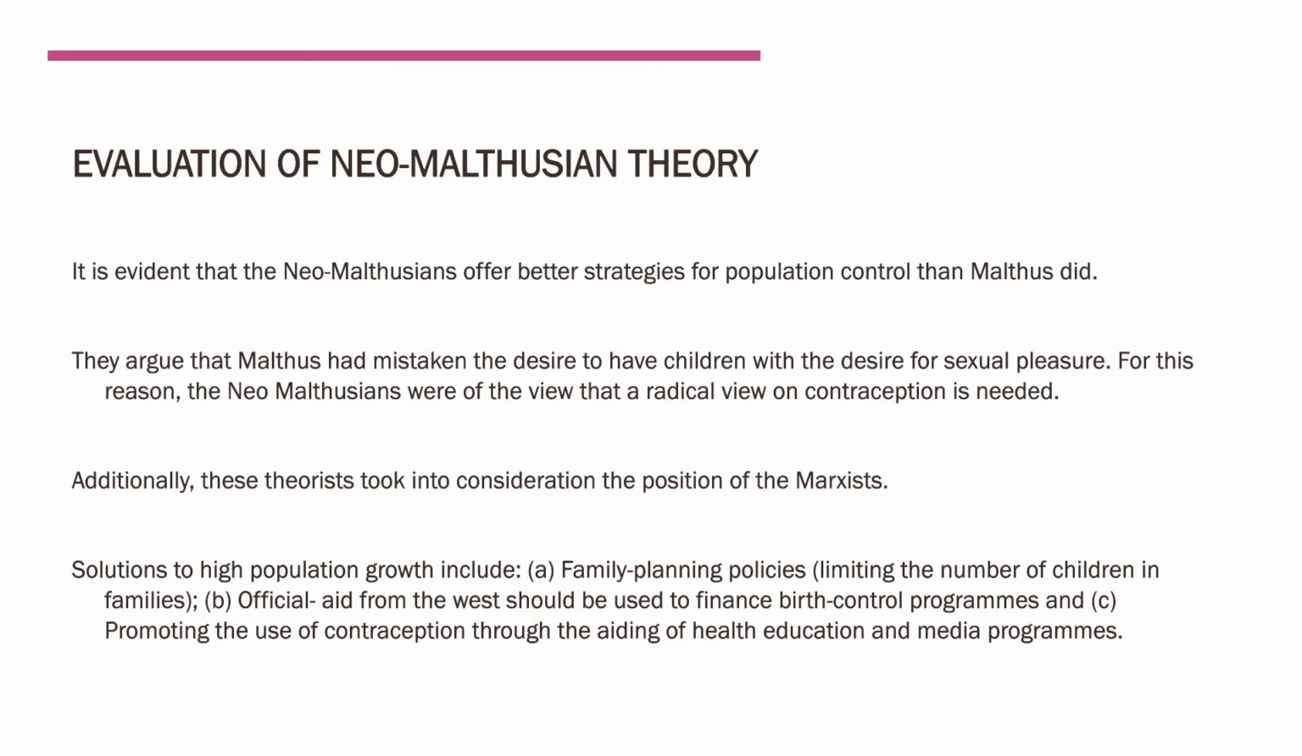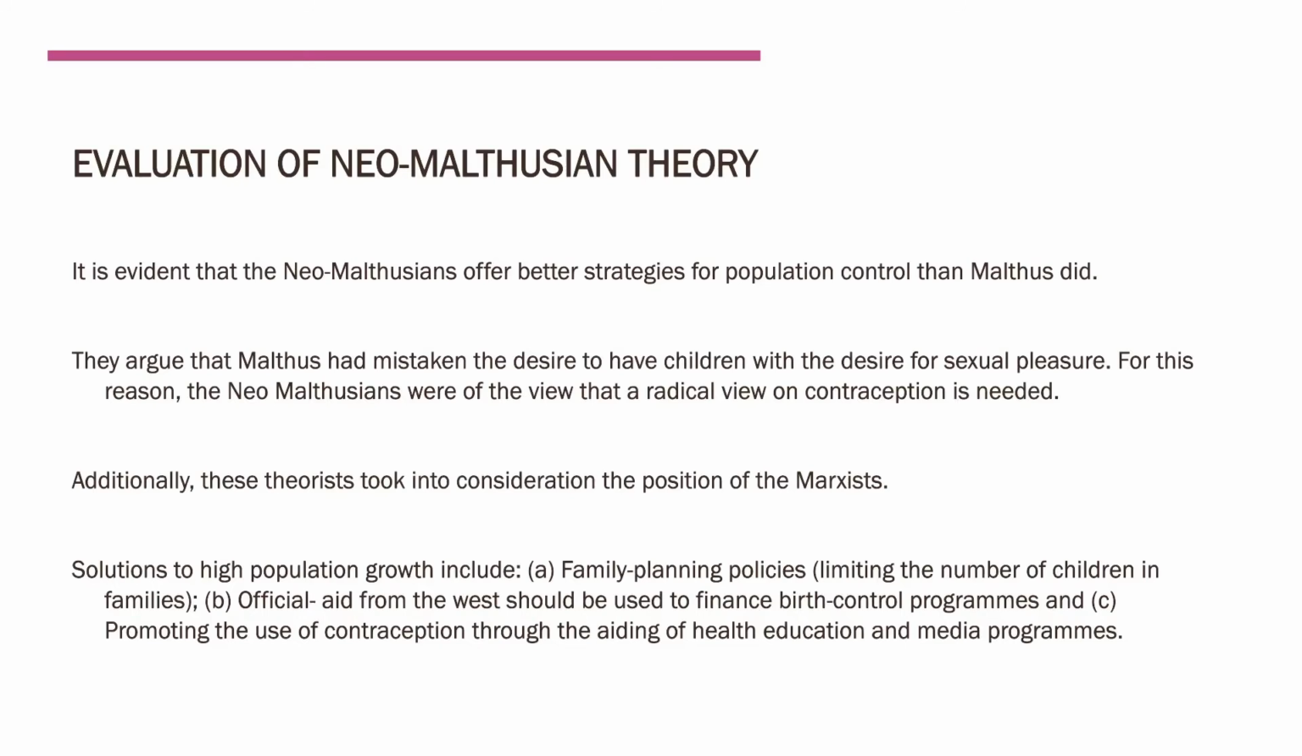So looking at the neo-Malthusian theory, it is evident that the neo-Malthusians offer better strategies for population control than Malthus did. They argue that Malthus had mistaken the desire to have children for a desire for sexual pleasure. For this reason, the neo-Malthusians were of the view that a radical view on contraception is needed. Additionally, these theorists took into consideration the position of Marx.